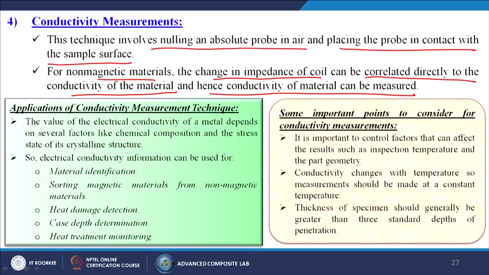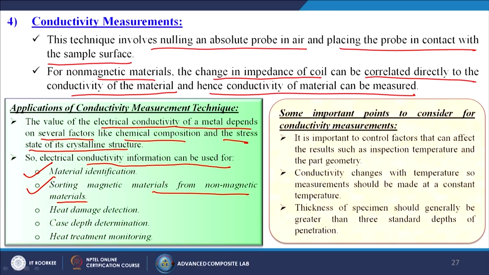Applications of conductivity measurement techniques: the value of the electrical conductivity of a metal depends on several factors like chemical composition and the stress state of its crystalline structure. So, electrical conductivity information can be used for material identification, sorting magnetic materials from non-magnetic materials, heat damage detection, case depth determination, and the last one is heat treatment monitoring.